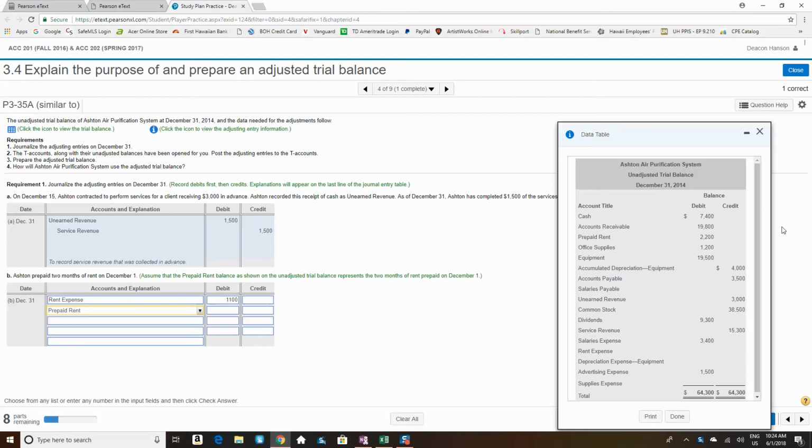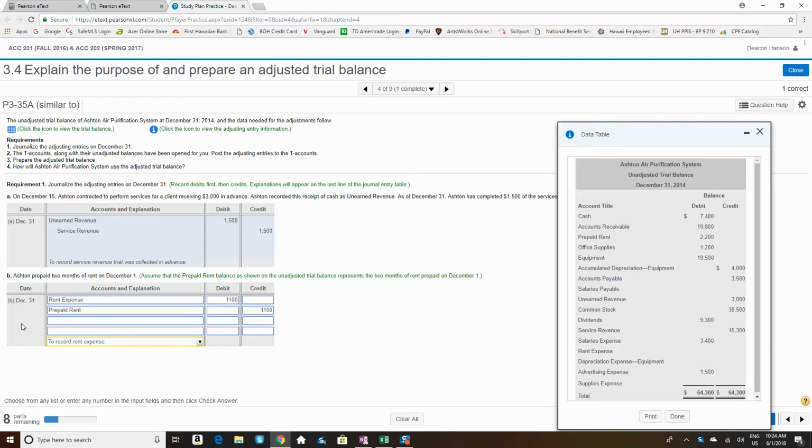So notice the asset has a debit balance, but as we decrease the asset, we credit that asset account. Okay, and then expenses increase with debits. So we're moving it out of prepaid rent into rent expense. Okay, so this is to record rent expense.